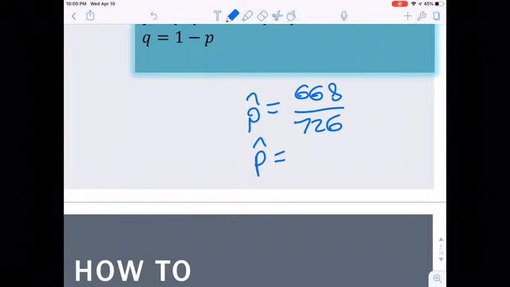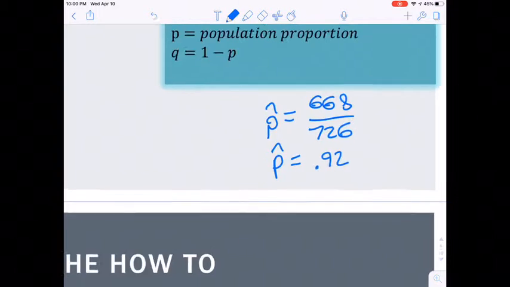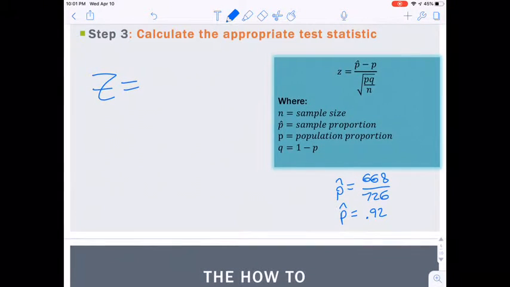Which means for this problem, P hat is going to be, I'm going to go get my calculator, 0.92. So our evidence, which is pretty staggering: 726 couples, so 726 births, 92% of them were girls. So we're really confident that we're going to end up rejecting here, but let's go through the evidence and do it. Okay, so 0.92 is our P hat.